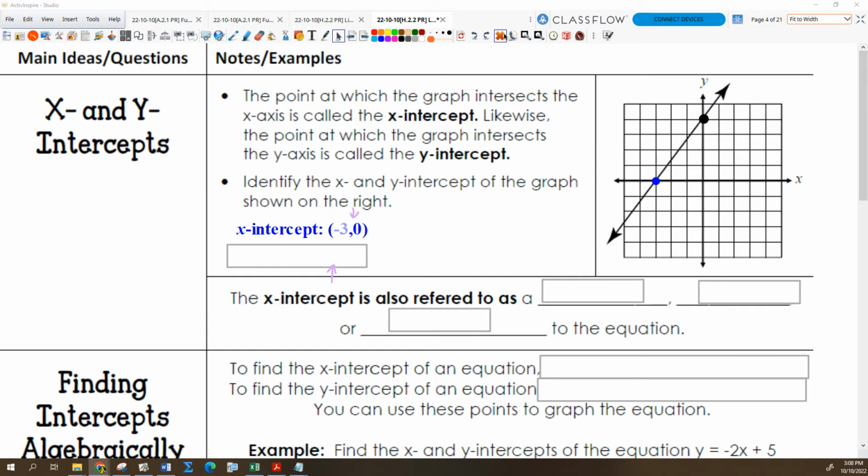0, 4. Okay. And in fact, that's going to be a trend that's going to work for any X-intercept or any Y-intercept, right? Every X-intercept has what in common? 0 Y coordinate, right? Every Y-intercept has what in common? 0 X coordinate. Okay. So that is important because that allows us to do something really tricky.